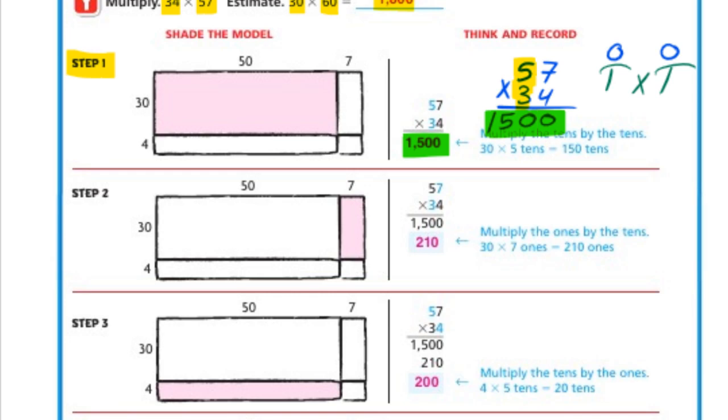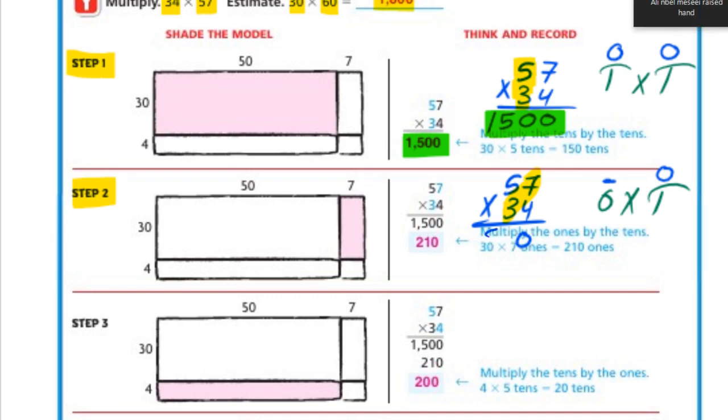Okay, let's move to step 2. Let's rewrite it here. Now we are going to multiply 7 and 3. 7 in the ones place and 3 in the tens place. So we're going to multiply ones by tens, right? In the ones place, there are no zeros. And in the tens place, you have to put 10. So you have to put 10 here, and 3 multiplied by 7 equals 21. Write this with me, please. So our answer is 210. Let's write here.